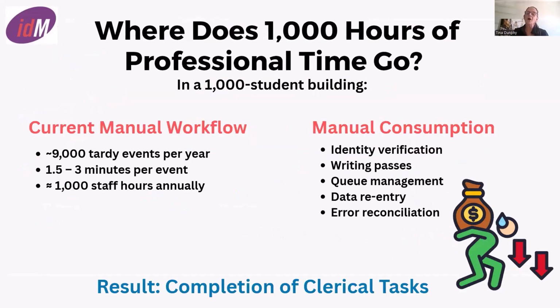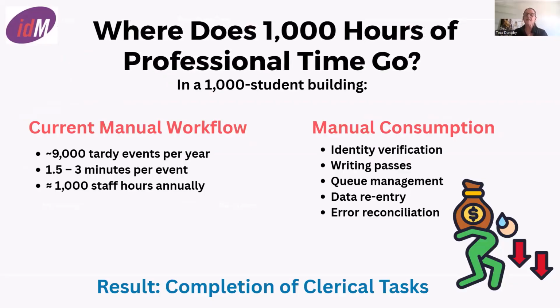When we talk about automating tardy processing, what we're really discussing here is how professional labor is allocated. In a typical 1,000 student building, manual tardy processing consumes roughly 1,000 hours per year of staff time. That's the equivalent of half of a full-time position dedicated to paperwork. None of those hours increase achievement, none improve safety, none strengthen family engagement. They're all transactional.